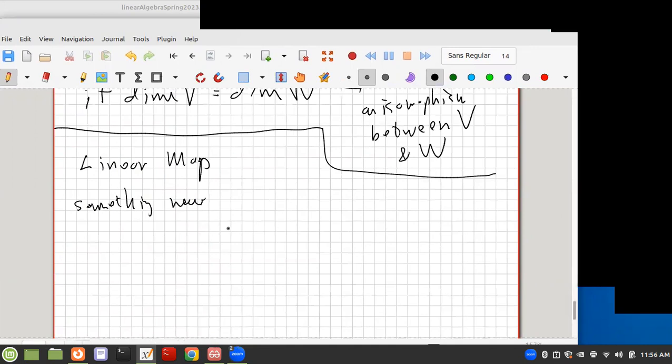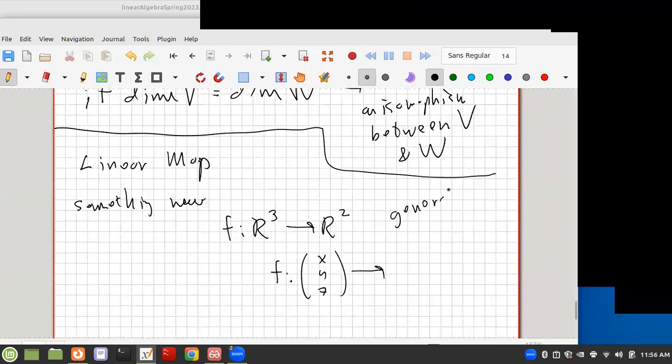Up to this point, if you want to specify a map between, say, R3 to R2, I could say, okay, F is given by X, Y, Z. This is what I call the general formula in the assignments and just in general. We have a three-dimensional vector here that has to go, for example, to X plus Y plus Z, X plus 2Y plus 3Z.